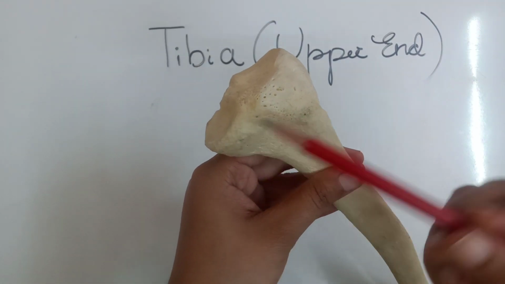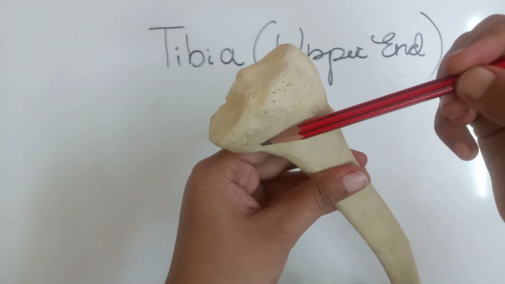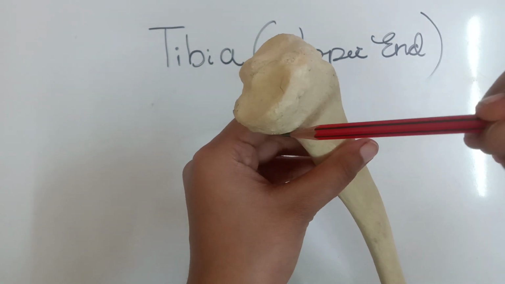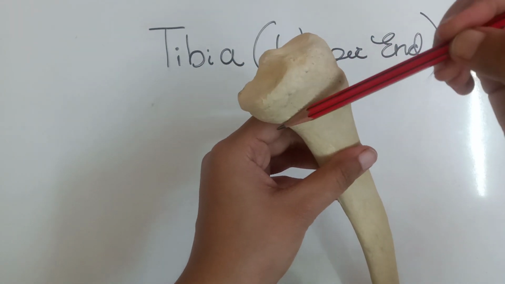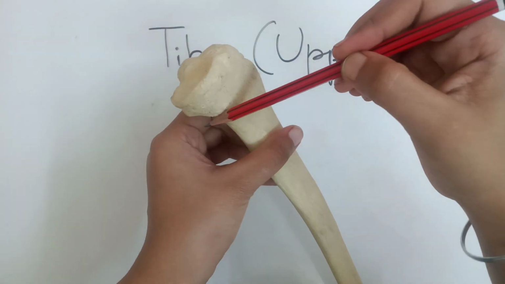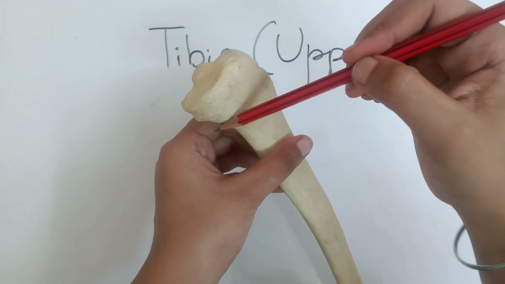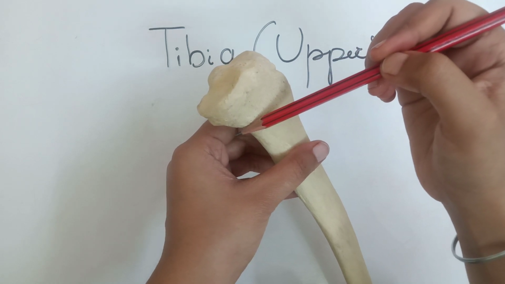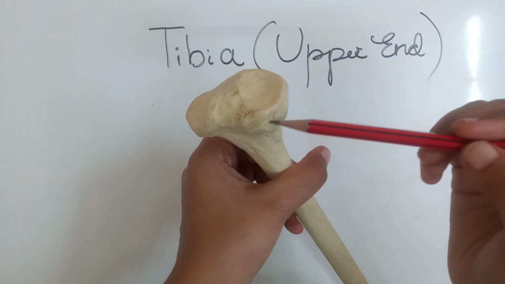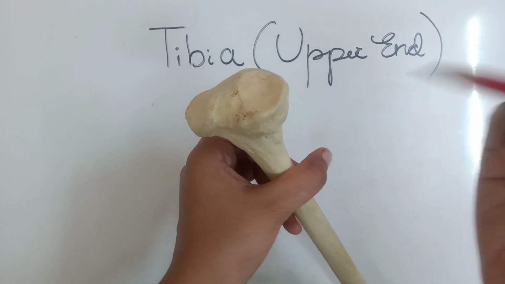Then the surfaces. This is the medial condyle. This is the anterior surface of the medial condyle, the medial surface of the condyle and the posterior surface. The anterior and medial surfaces of the medial condyle have numerous foramina, vascular foramina. And in the posterior it is marked by a groove.